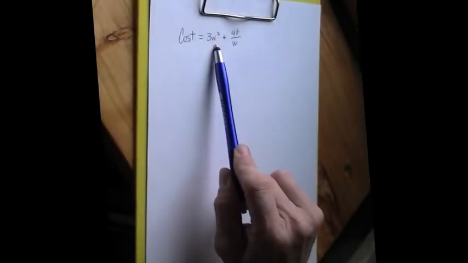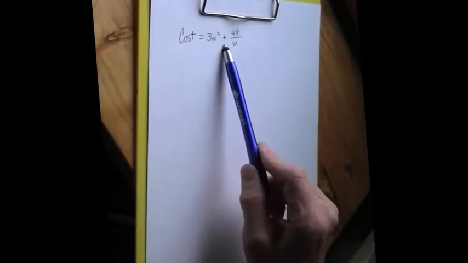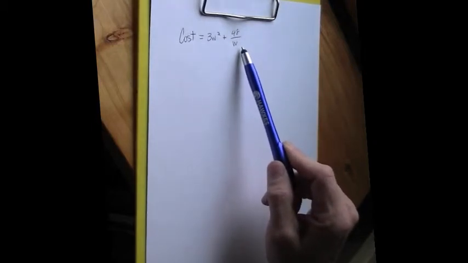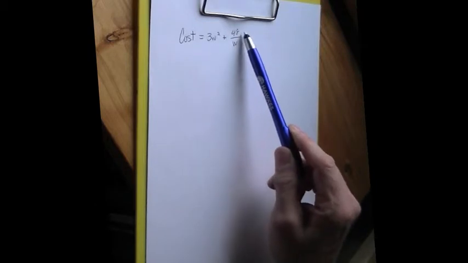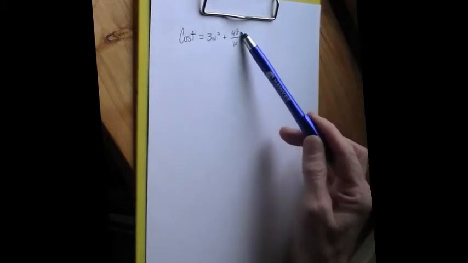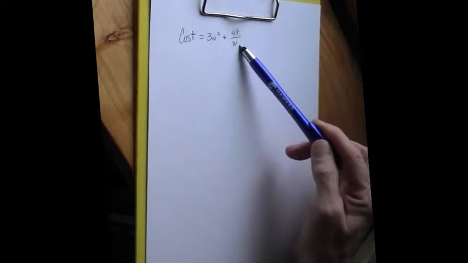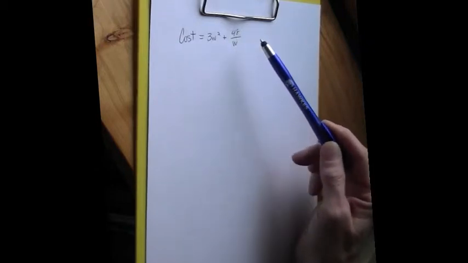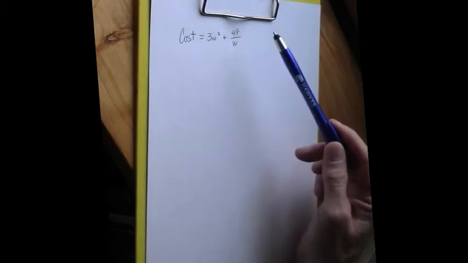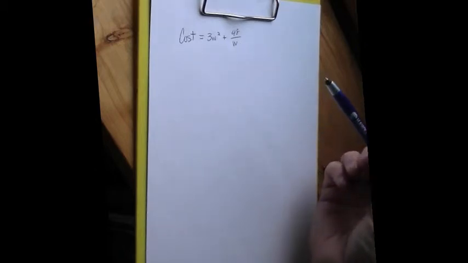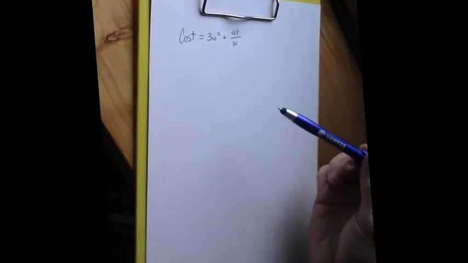It's going to be 3 times w squared plus 72 over 1.5w, but 72 divided by 1.5 is 48. And so I simplified 72 over 1.5 into the fraction 48 over w. Now from calculus, we know that we find minimums and maximums where the derivative is 0.